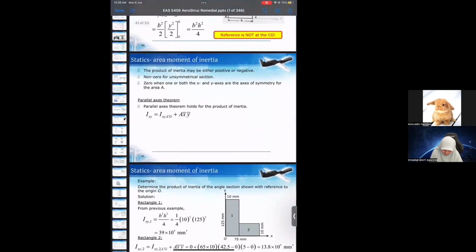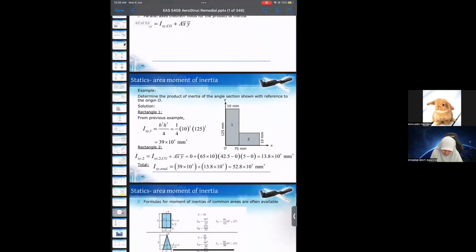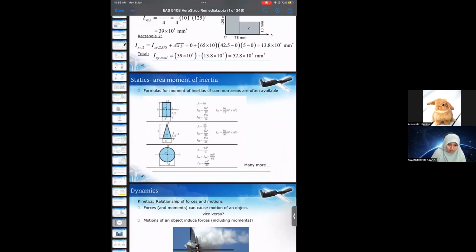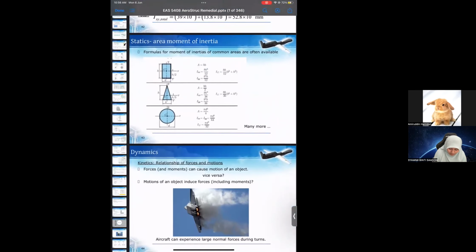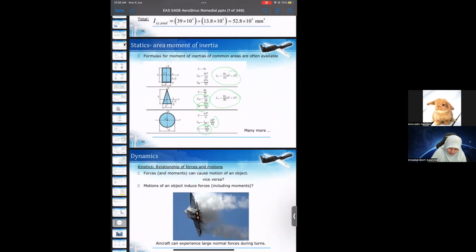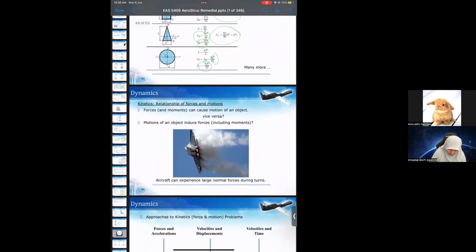So that is area moment of inertia. There are other examples. These are the formulas of the area moment of inertia that have already been defined. If you have a rectangle, triangle, or sphere, the formula is already defined, so we can just apply it to calculate our moment of inertia.